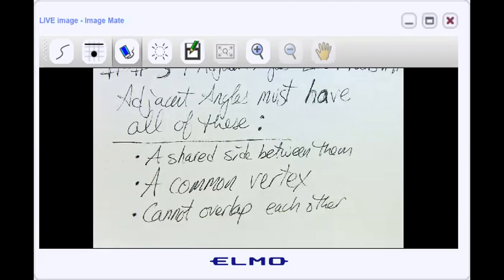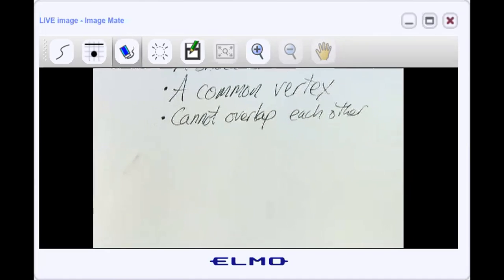So I'm looking for all of these same things when I'm talking about angles. All right, so I'm going to give you a diagram, and then we're going to talk about some angles that are adjacent and then ones that are not. Okay, so let me draw for you this picture.